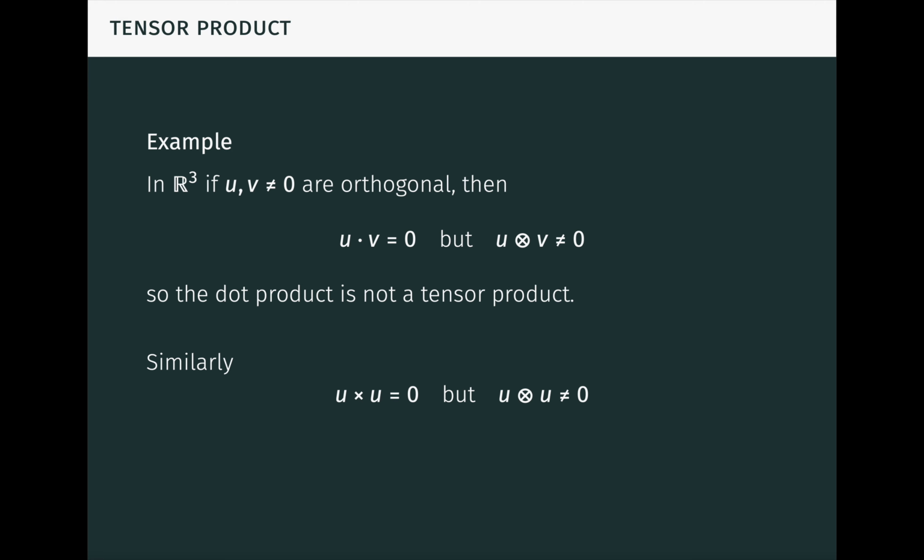Similarly, the cross product of a non-zero vector with itself is 0, while the corresponding tensor product is non-zero. So the cross product is not a tensor product. Intuitively, this all makes sense, because the dot product and the cross product satisfy other relations besides just bilinearity, so they're not universal. Similar reasoning applies to other bilinear maps that we've seen.